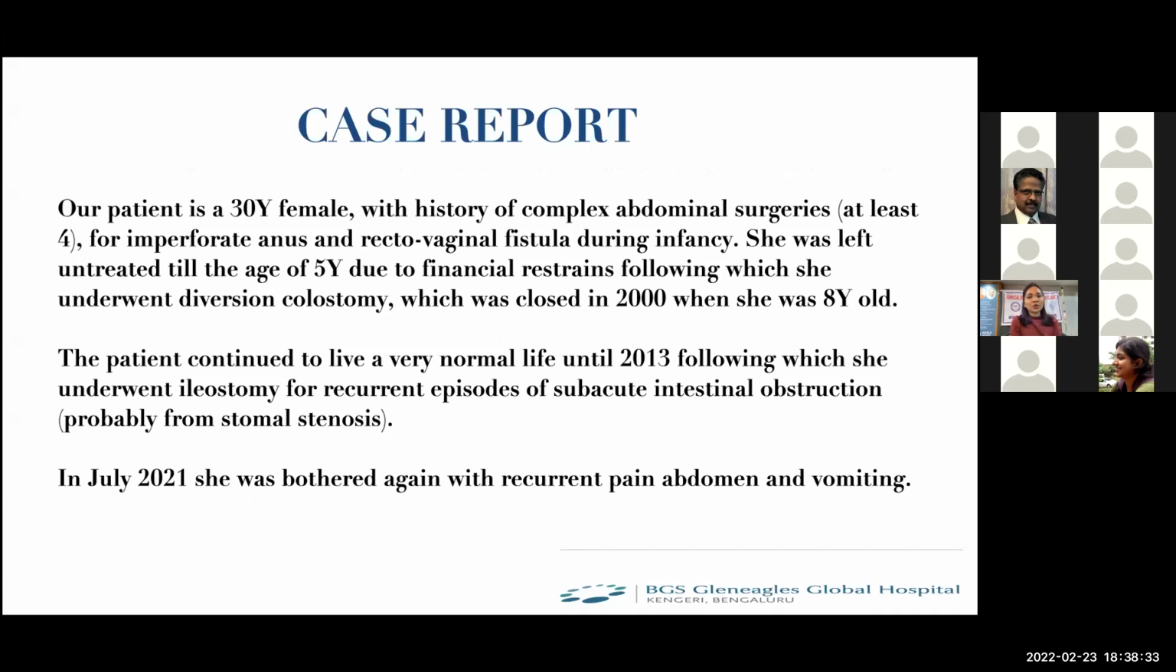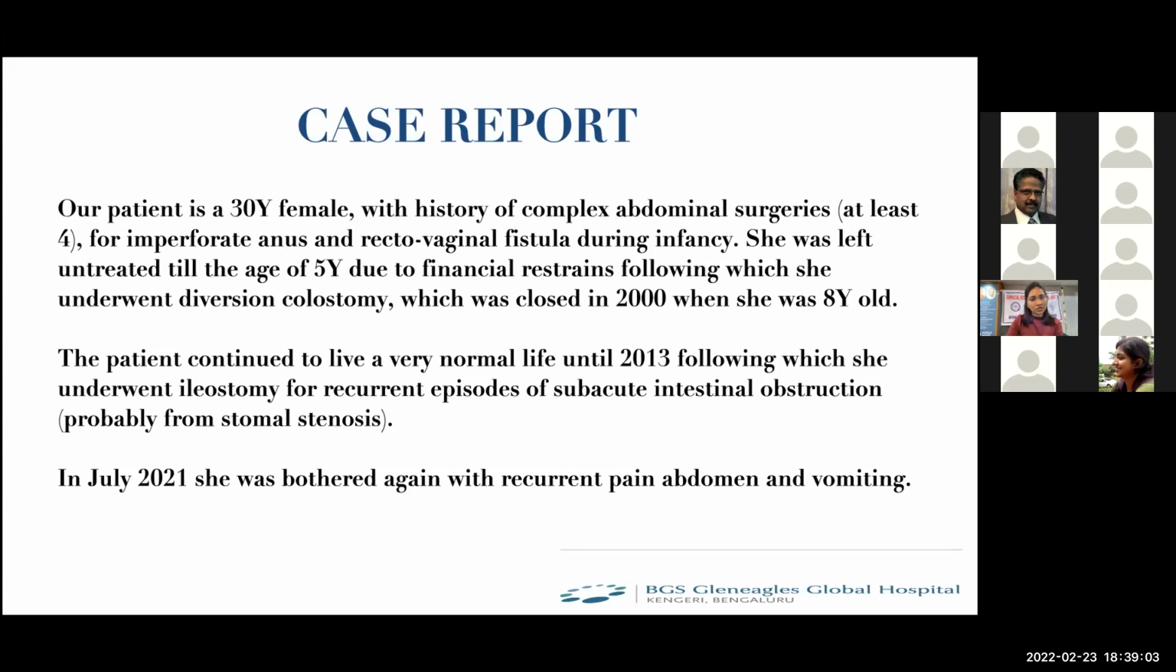We had a 30-year-old female patient with a history of multiple abdominal surgeries, at least 4 during her childhood, for imperforate anus and rectovaginal fistula. She was left untreated until the age of 5 due to financial constraints, following which she underwent a diversion colostomy, which was closed in 2000 when she was 8 years old. The patient had a very normal life until 2013, when she underwent an ileostomy for recurrent episodes of subacute intestinal obstruction. We are assuming it could be because of stomal stenosis.